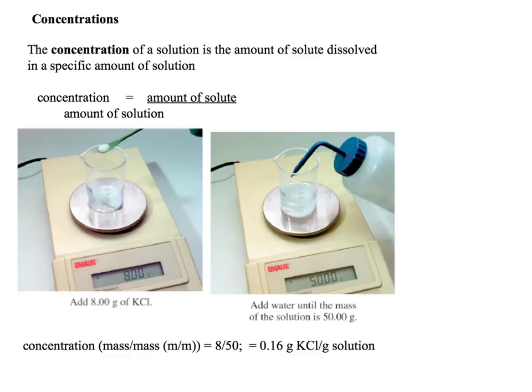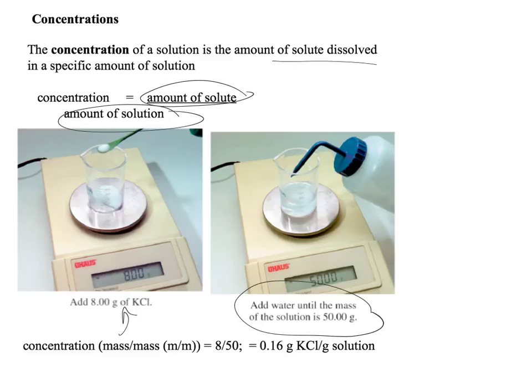Okay, let's talk about concentrations. When we talk about solutions, we typically talk about not only solubility and what the solubility levels are, but also concentration. Concentration is the amount of solute divided by the amount of solution. Okay, the amount of solute dissolved in a specific amount of solution. As you can see down here, 8 grams of potassium chloride is used, and then it says add water until the mass of the solution is 50 grams.